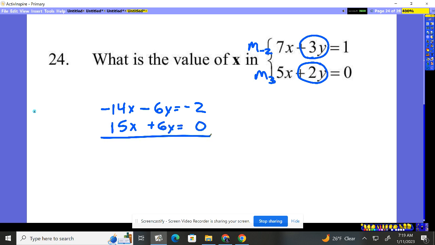Now look what happens. These go away. Add these together. Beautiful. You get a single 1x equals negative 2, and you're actually done with the problem there. If I needed to know y's value, I'd go plug it back into either one of these equations and then solve for y. But for us, 24, the answer is negative 2.